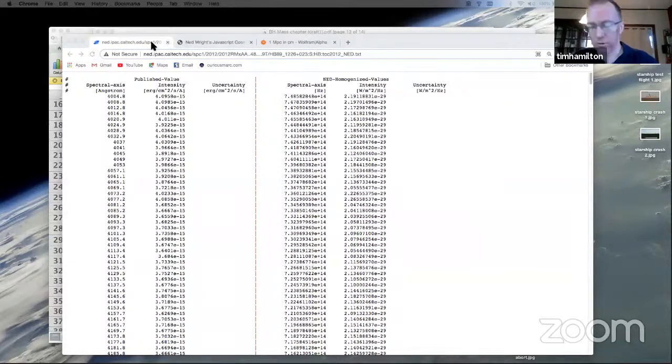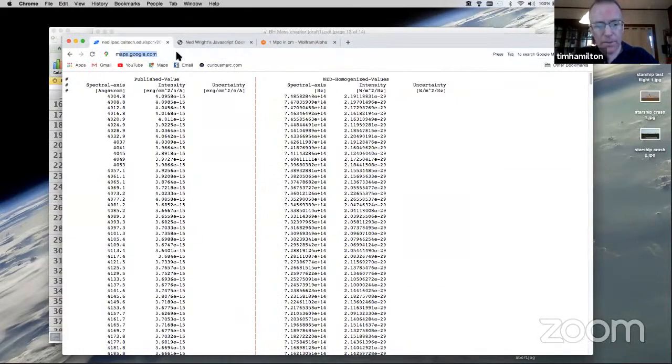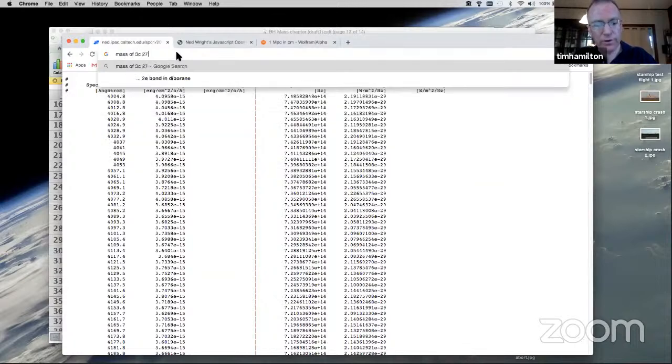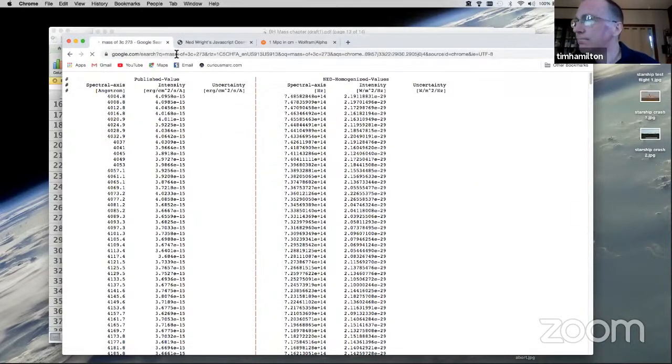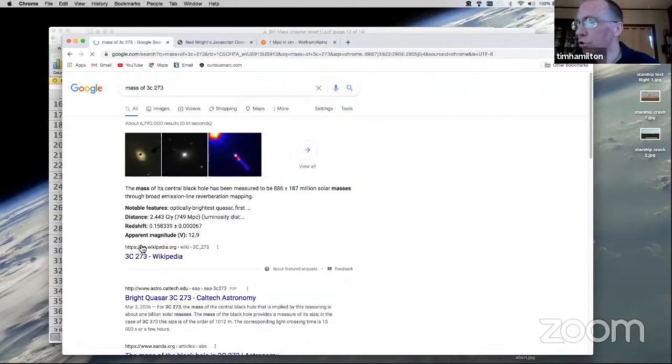Let's just go here, all right? Mass of 3C273. Now, this is a very well-known one, and therefore it'll have a lot of masses. Wikipedia for quasars, this actually has some useful stuff. 8.8 times 10 to the 8th is what they say.